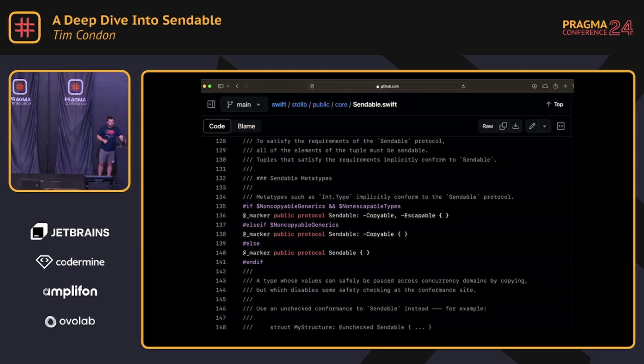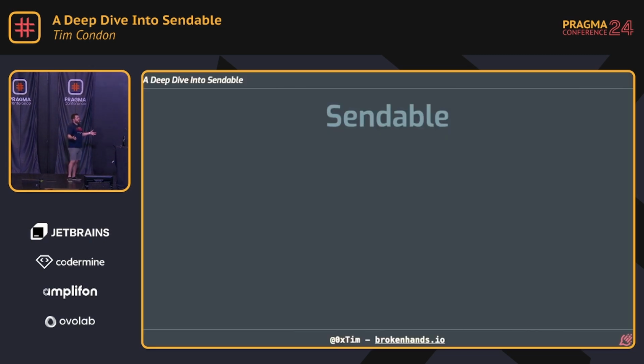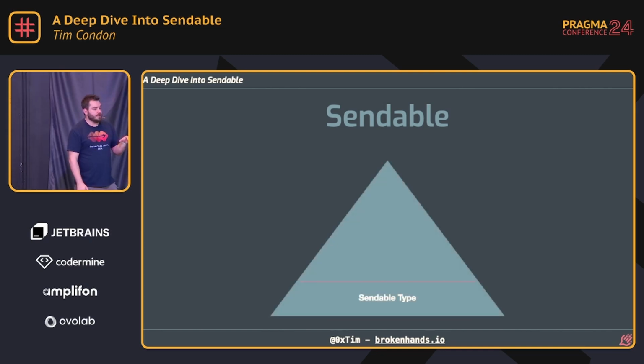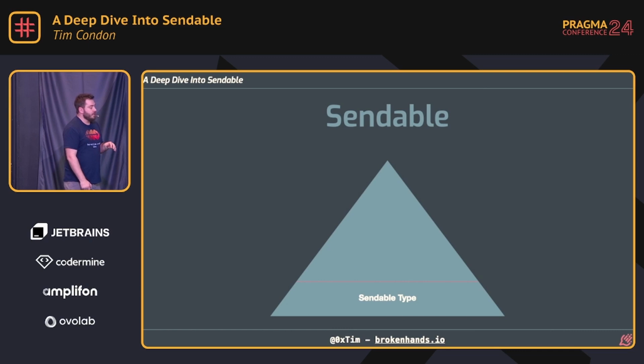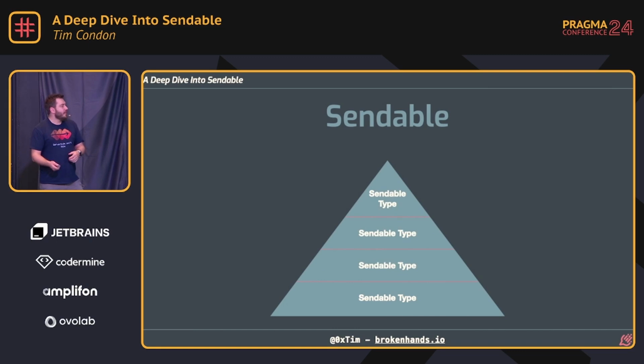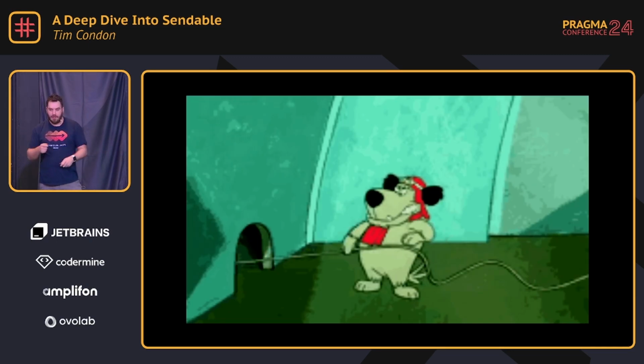It's a very special protocol, but it is just a protocol. But it does have lots of hooks in the compiler to do all kinds of special stuff. And you can think of Sendable as like an onion. It's built on layers. So if you have a Sendable type, anything using that Sendable type can also be Sendable, and anything using that can also be Sendable, and so on and so forth. It can feel like you're pulling a very, very long string.